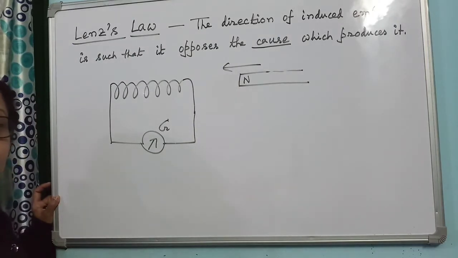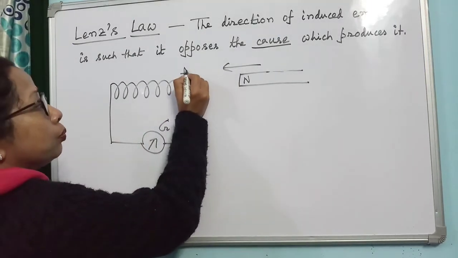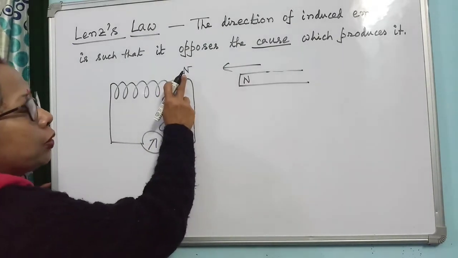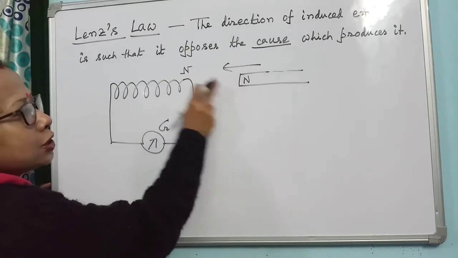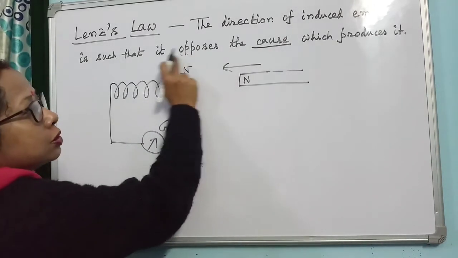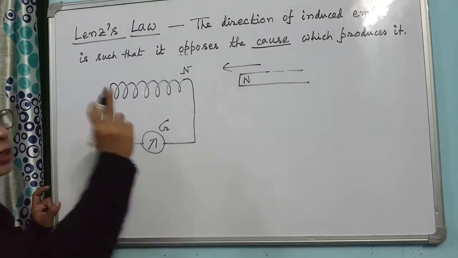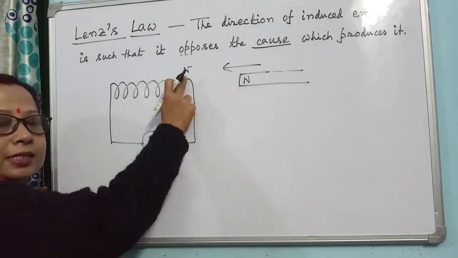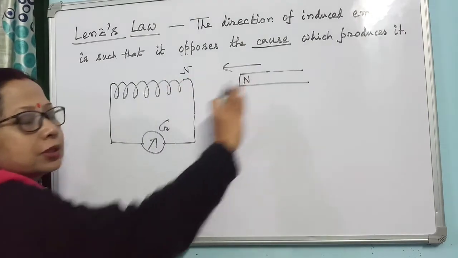How can it do that? By creating a north pole here. Isn't it? So you see here, when a north pole is created, this north pole will repel the approaching north pole, meaning it will oppose the cause. The cause is the north pole approaching towards the coil. Here if one north pole is developed, then it will oppose the cause.